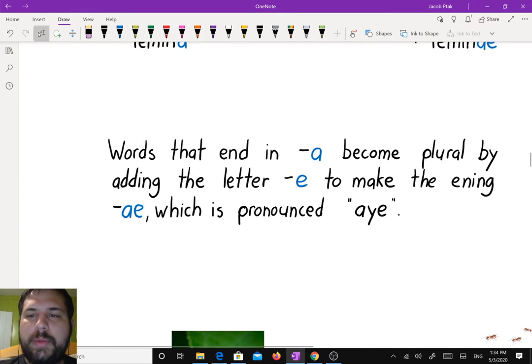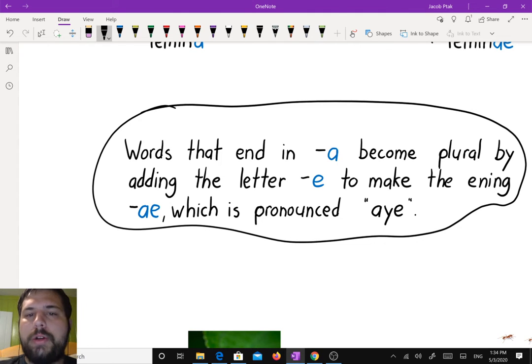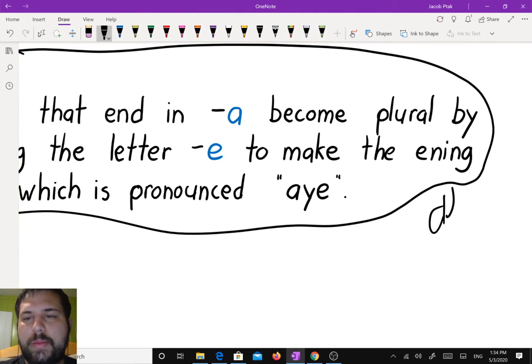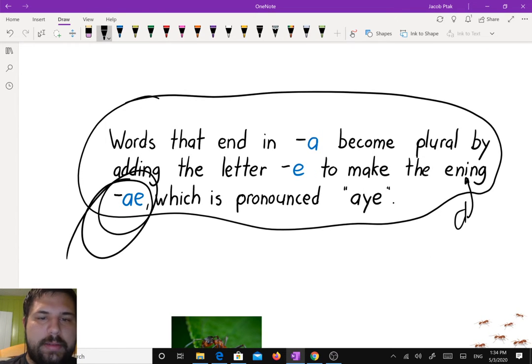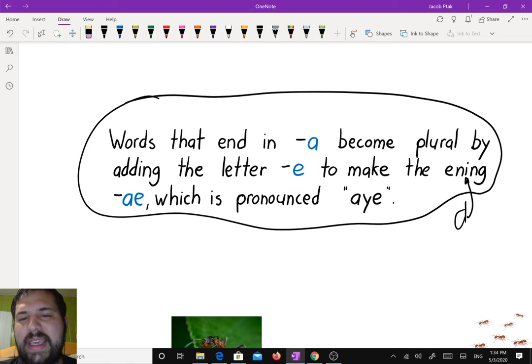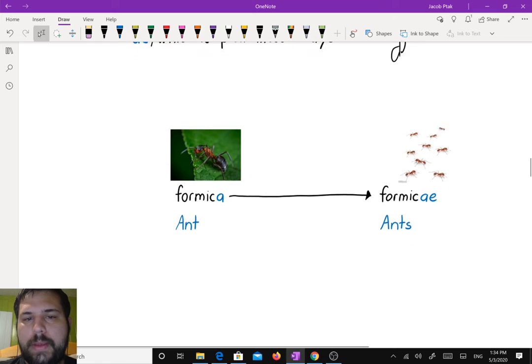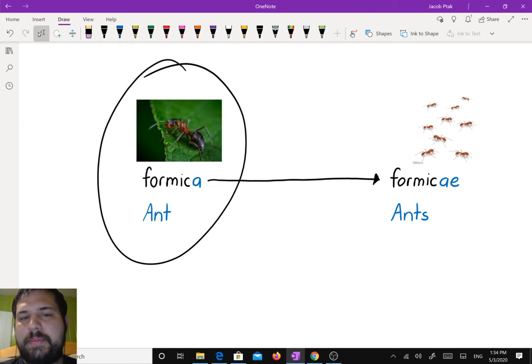So here's the summary for that. Words that end in A become plural by adding the letter E to make the ending. I misspelled that. This should say ending, so add a D there. Ending AE, which is pronounced IE. Pronounced I, like you're a pirate. Aye, captain. So one more example. We have formica, which is an ant.